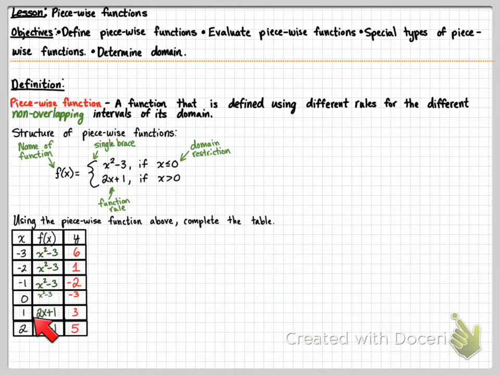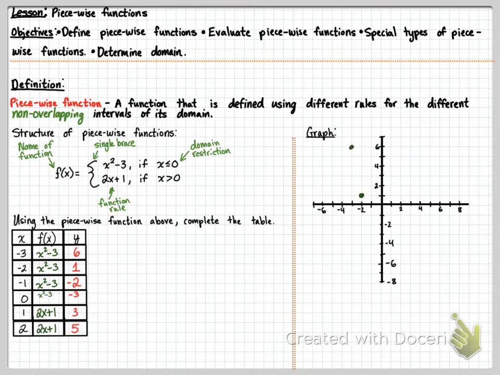And then you plug in 1 here, so 2 times 1 is 2, plus 1 is 3, and same thing here, 4 plus 1 is 5. Okay, we completed the table. Now we're going to graph it. So we're graphing every point.